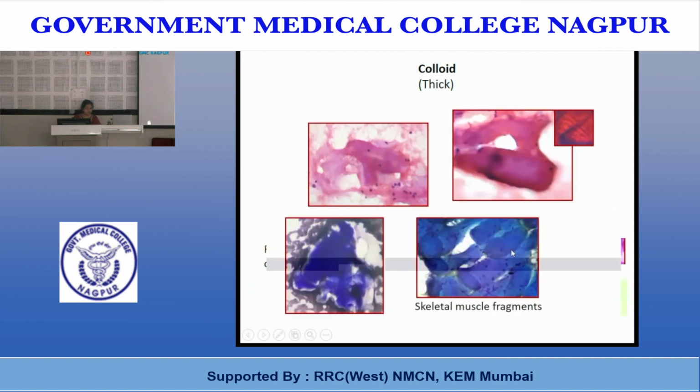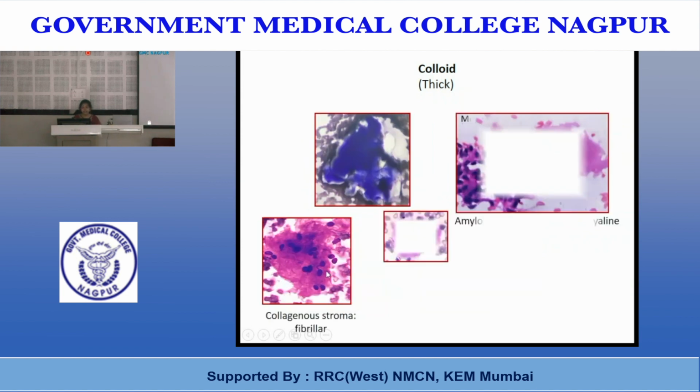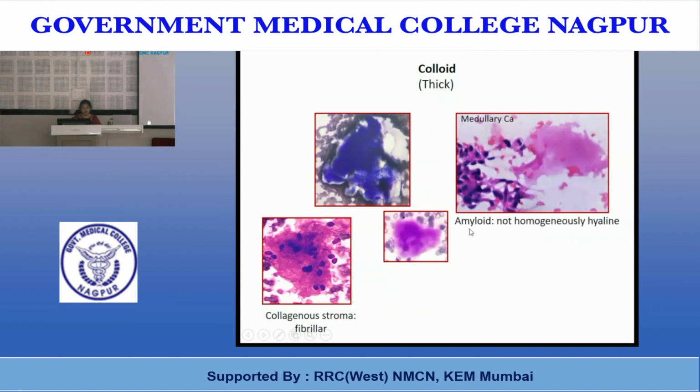I've told you about the muscle. Thick colloid may resemble it, but here you will see the pale nuclei at the periphery, and if you put it on high power, you may get to see the cross striations. Collagenous stroma is more fibrillary, and in medullary carcinoma, you may get amyloid, but differentiating colloid and amyloid is actually very difficult, but it is mentioned that it is not homogeneously hyaline. Rather, I would say, look at the entire picture and you will be able to identify the amyloid.